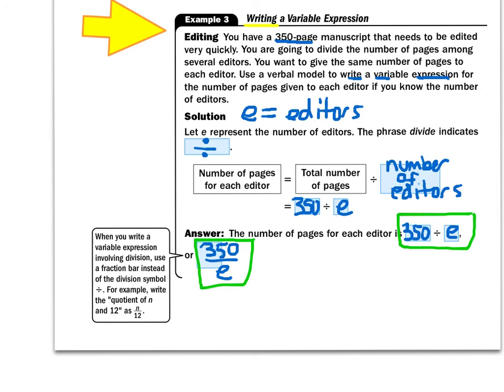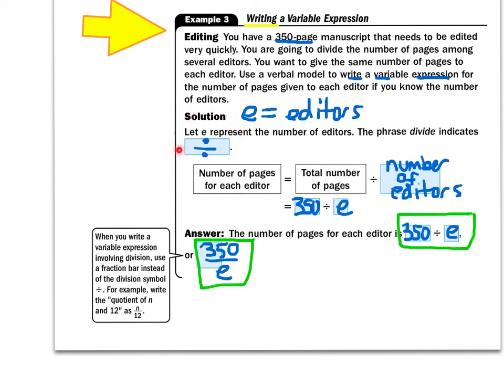Example 3, write a variable expression. So we're going to actually translate this time. Here's the problem, editing. You have a 350-page manuscript that needs to be edited very quickly. You are going to divide the number of pages among several editors. You want to give the same number of pages to each editor. Use a verbal model to write a variable expression for the number of pages given to each editor if you know the number of editors.